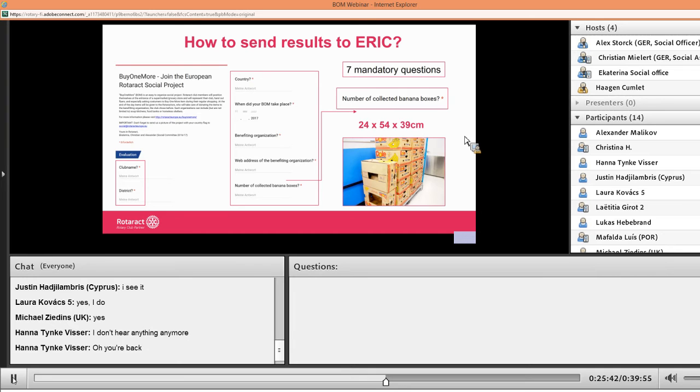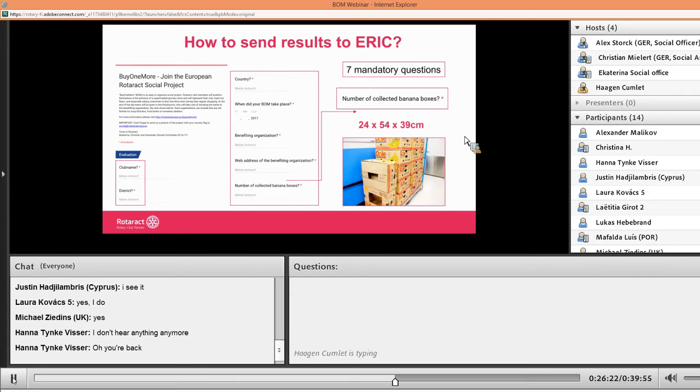On the slide you can see the 7 questions that are presented in the application form, which is taken from the website. I think that points like club name, district, country are quite easy for everybody to understand. When did your BuyOneMore action take place? As Alex said before, we expect you to organize it during the World Rotaract Week, which takes place from 13th to 19th of March this year.